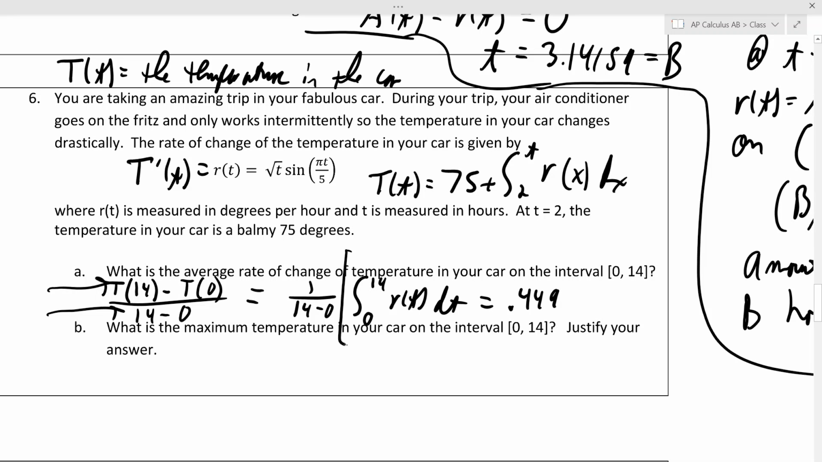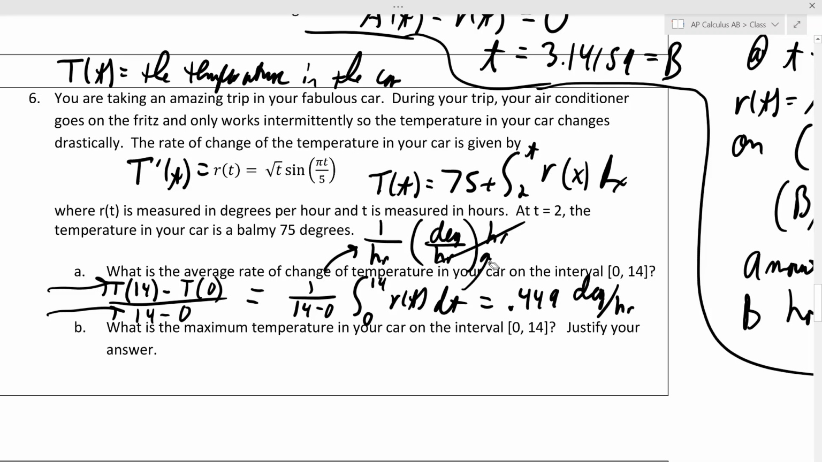Same thing's happening here. This integral of r of t dt is measured in degrees. R is measured in degrees per hour, but the dt in the integral gives us hours. Then the 1 over 14 is 1 over hours, multiplied by the integral of r of t, which is degrees per hour, and you're multiplying by dt at the end, which is in hours. So all those units cancel, and you get degrees per hour. And it's degrees Fahrenheit, right? It would never be 75 degrees Celsius in your car.